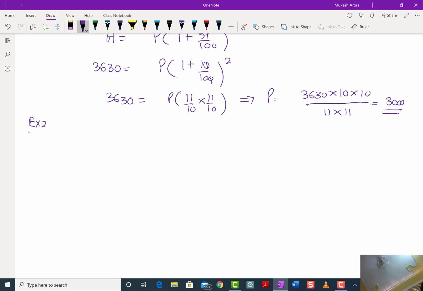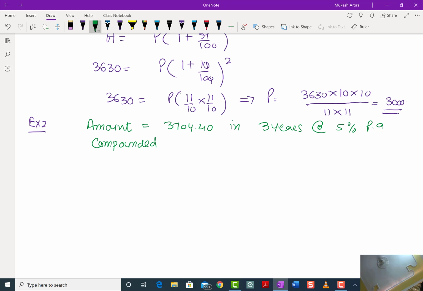Example 2. Example 2 is: what sum of money will amount to 3704.40 in time of 3 years at the rate of 5% per annum compounded yearly?